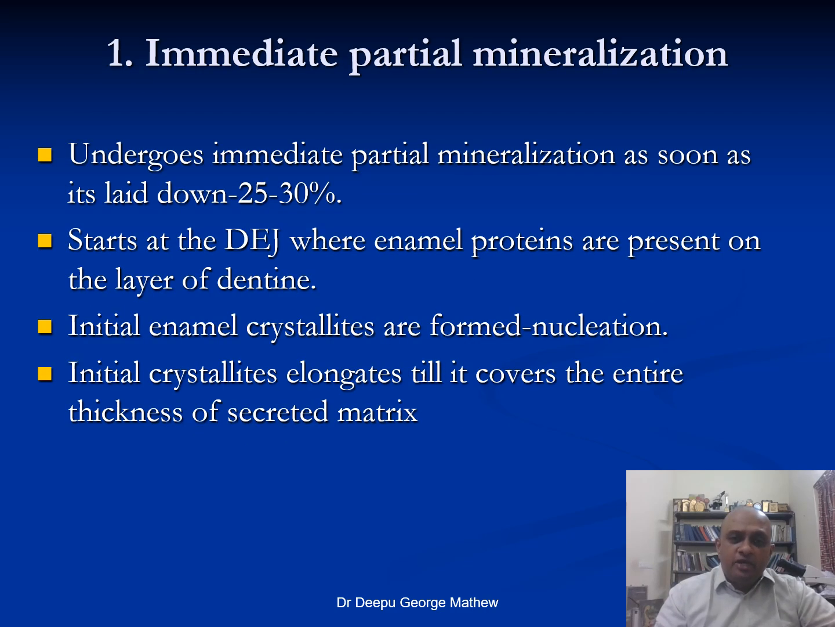The first is the immediate partial mineralization. As I told you, this is around 25 to 30%. It starts at the dentinoenamel junction, where the enamel proteins are present on the layer of dentine, and the initial crystals are formed by nucleation, and the initial crystallites elongate till they cover the entire thickness of the secreted matrix.